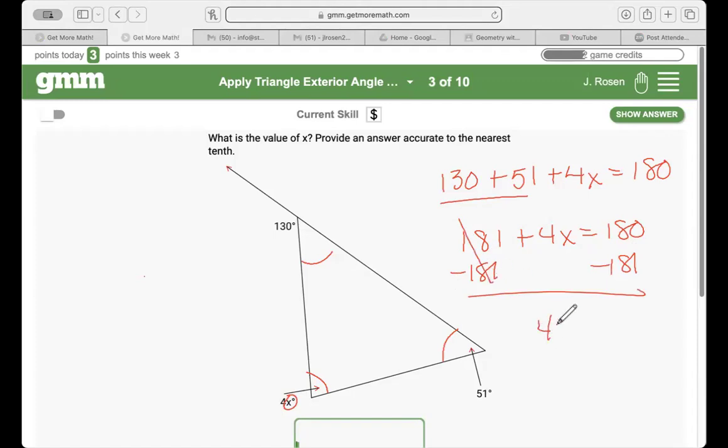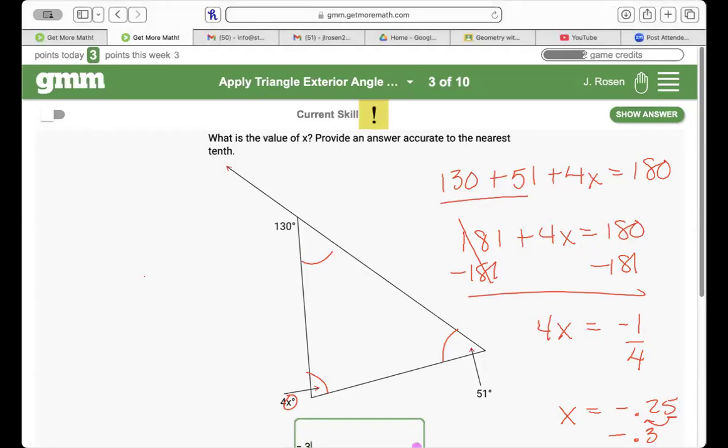And that leaves us 4x equals negative 1. And then we're going to divide by 4. Gets me x equals negative 0.25. And it says the nearest tenth, so it'd be negative 0.3, because this 5 makes the 2 go up 1. So let's double check that.